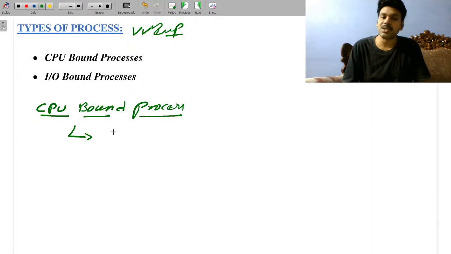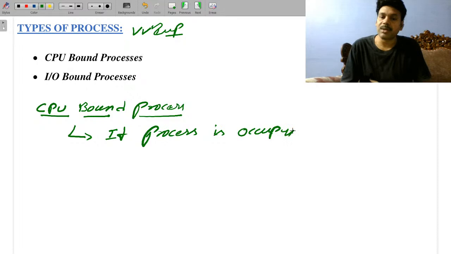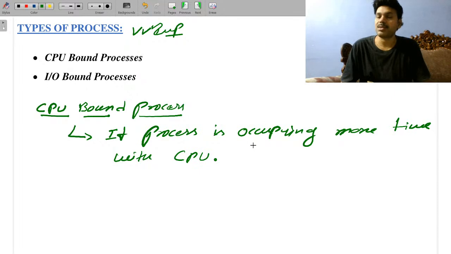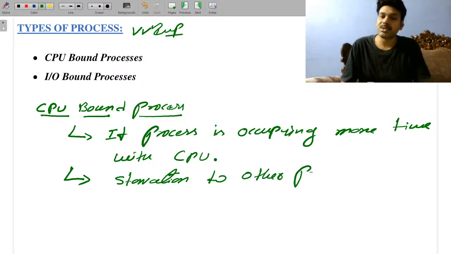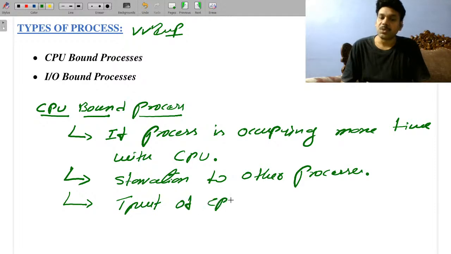So CPU bound processes are nothing but, if a process is occupying the CPU for more time, then it is a CPU bound process. What is the problem with the CPU bound process? It causes starvation to other processes. At a particular instance of time we are able to execute only one process. Therefore, the throughput of the CPU is less.